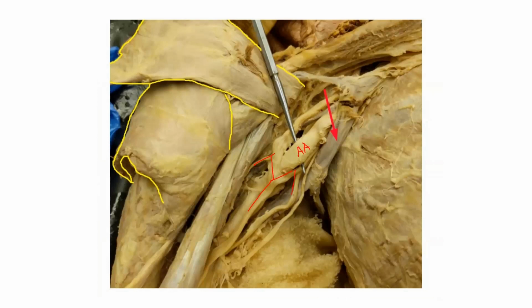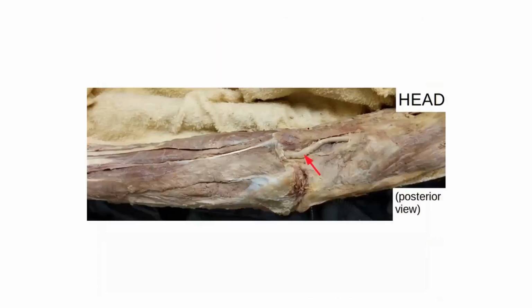And then we can't really see the posterior cord structures as easily here. Here is where that radial nerve emerges on the back end, right? So we can see that going right down. Here's where the triceps is. Here is the elbow joint, and here's the posterior aspect of the forearm.